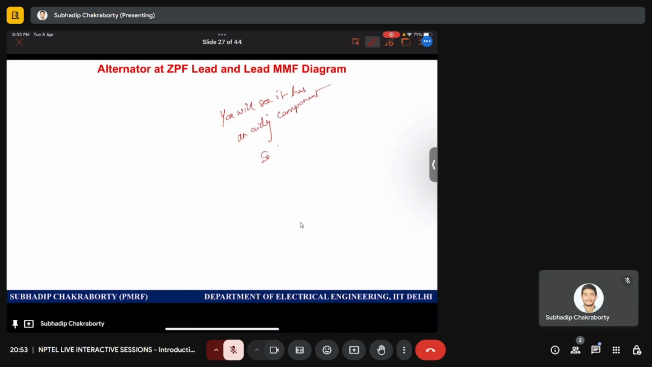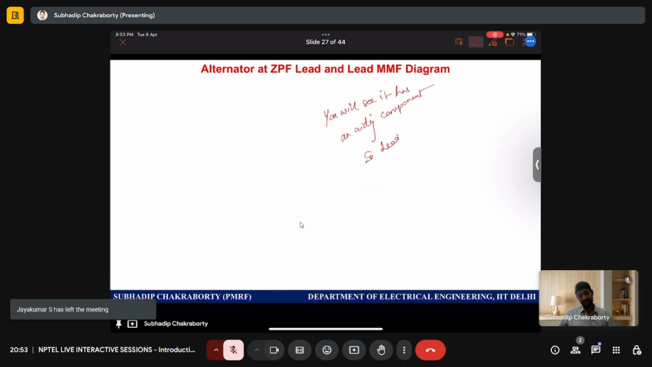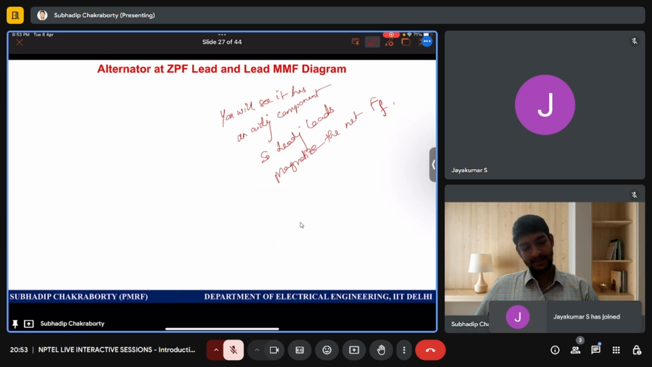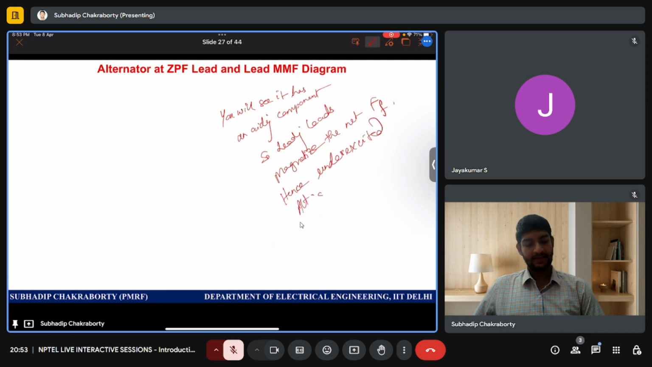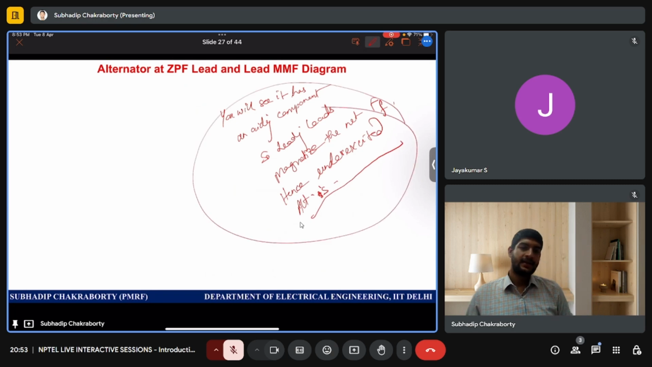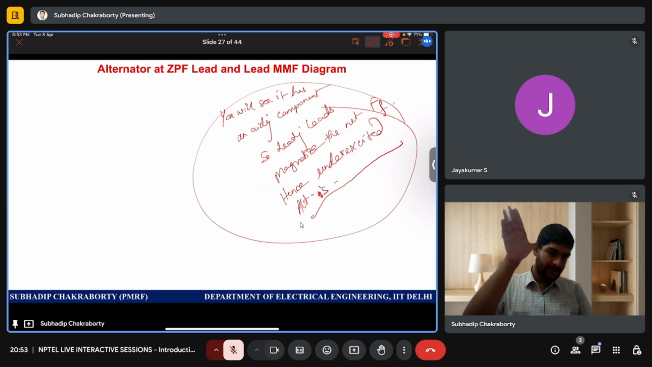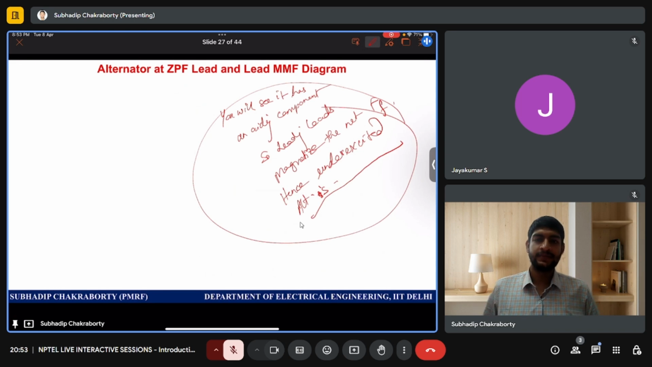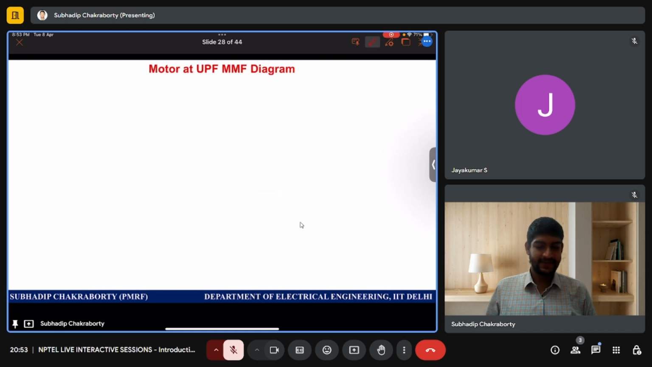So leading loads magnetize the net MMF, hence the alternator is underexcited. Since it is already getting the required excitation from the other connected leading loads, that's why we are reducing the excitation of the machine. These are the statements, right?